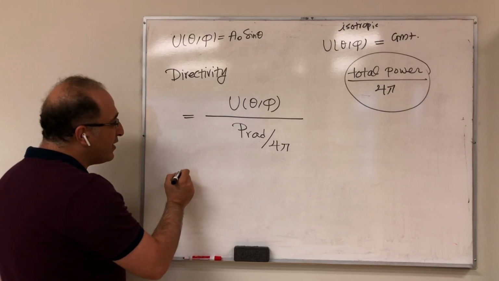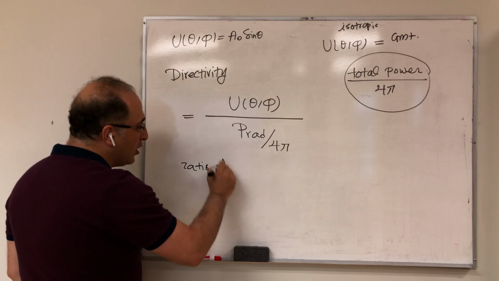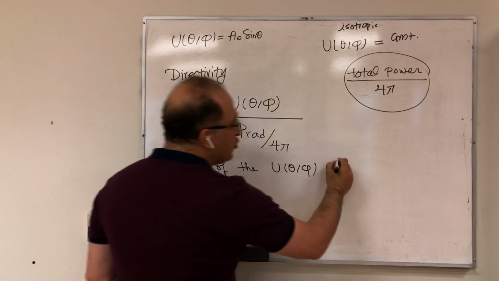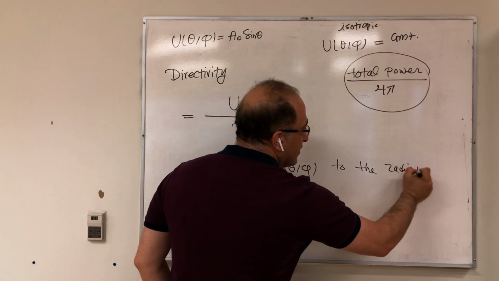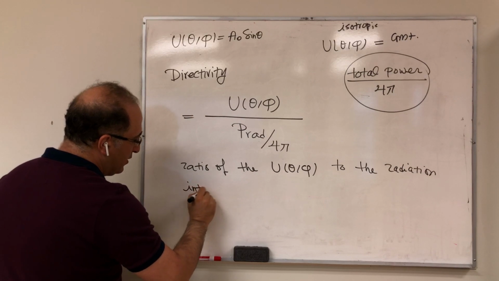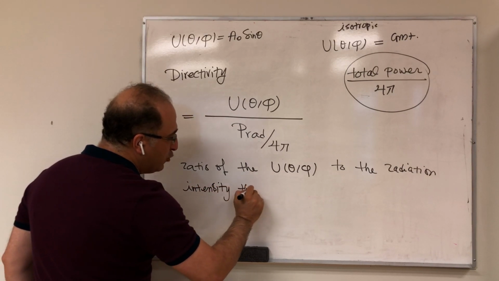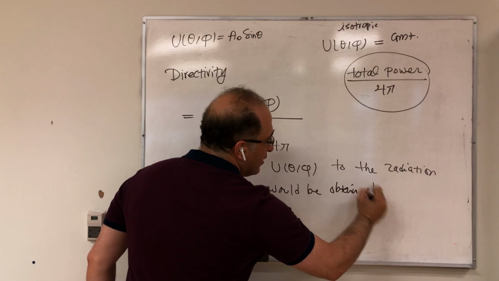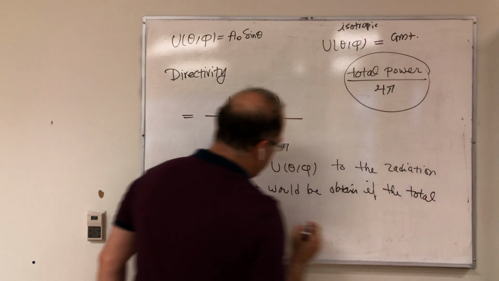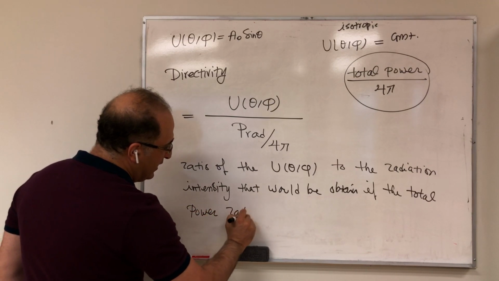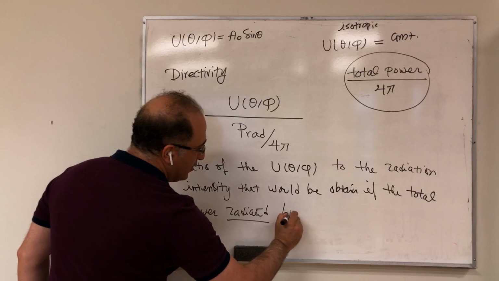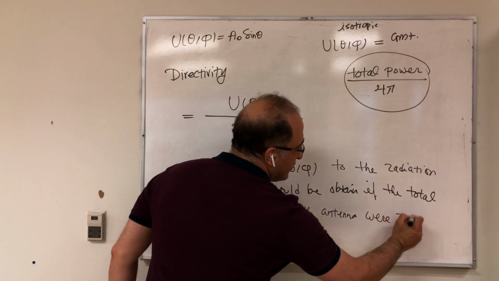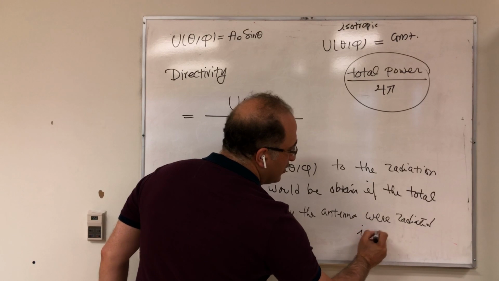So you can say that directivity is the ratio of the radiation intensity u(theta, phi) to the radiation intensity that would be obtained if the total power radiated by the antenna were radiated isotropically.